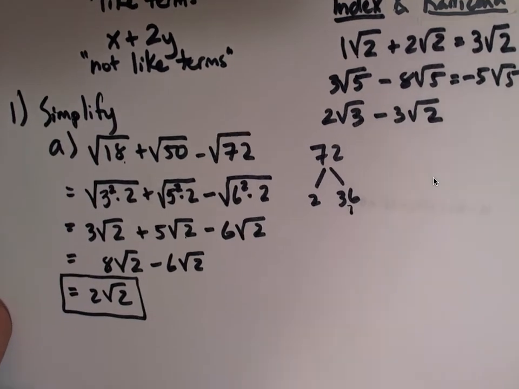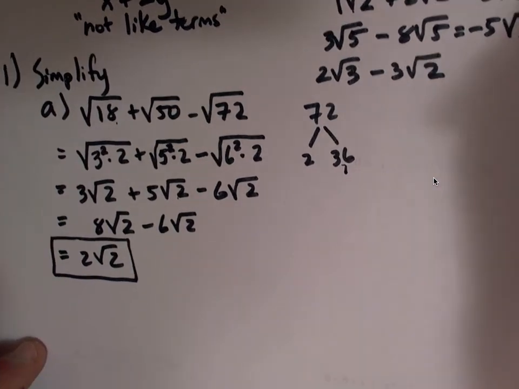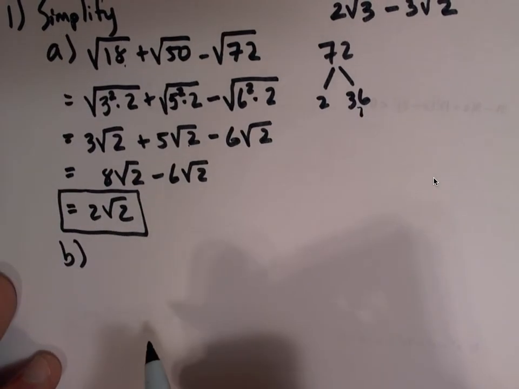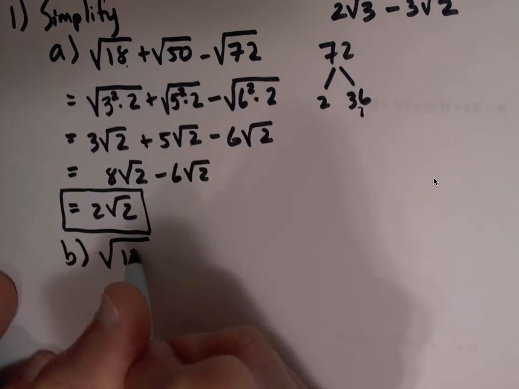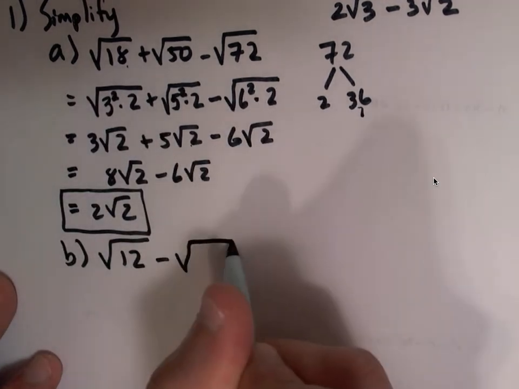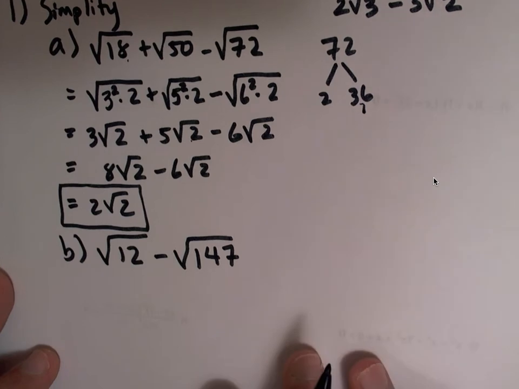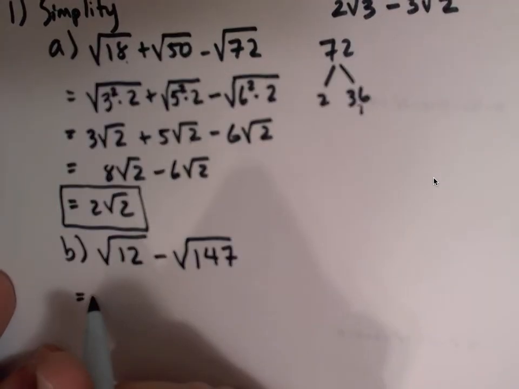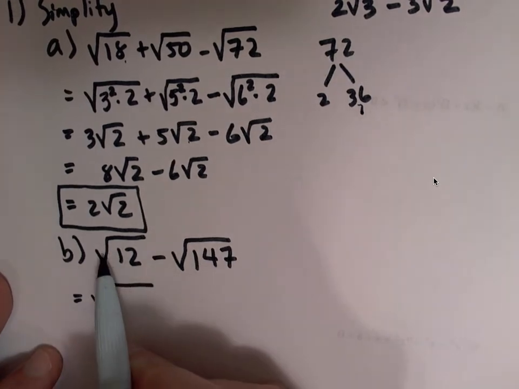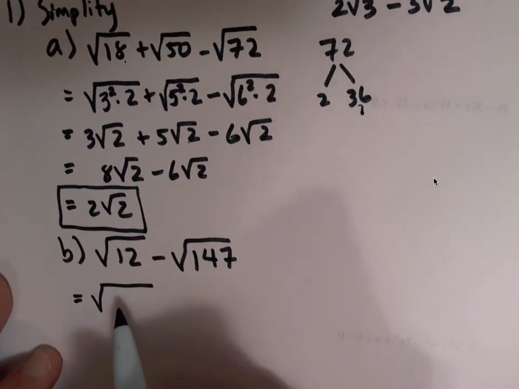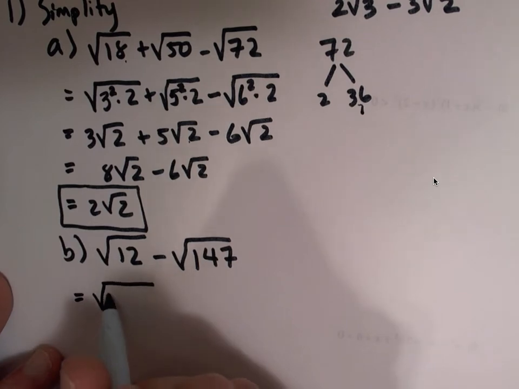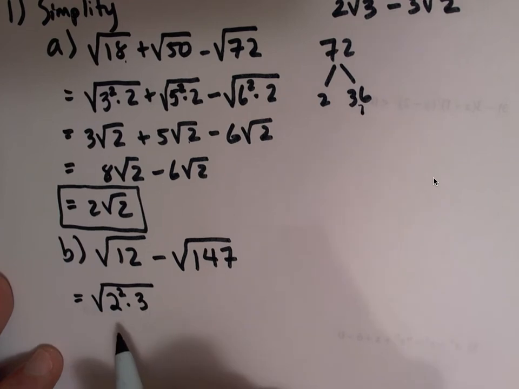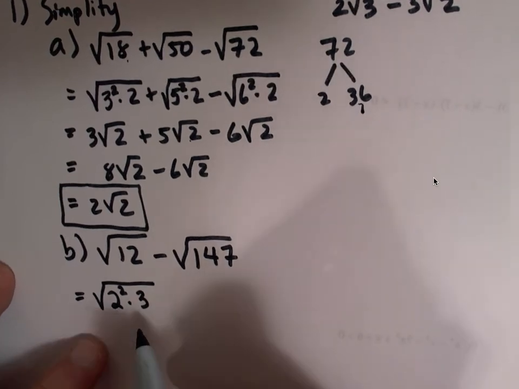Okay, let's try one more example like that. So letter B, same thing. Let's do the square root of 12 minus the square root of 147. So again, it looks like I do not have like radicals, but maybe if I simplify, good things can happen. So this is a square root, so I'm looking for perfect squares. 4 is a perfect square. 4 is 2 squared. 2 squared is 4. 4 times 3 is 12, right? This is the same thing as 12, but now I can take that 2 out.